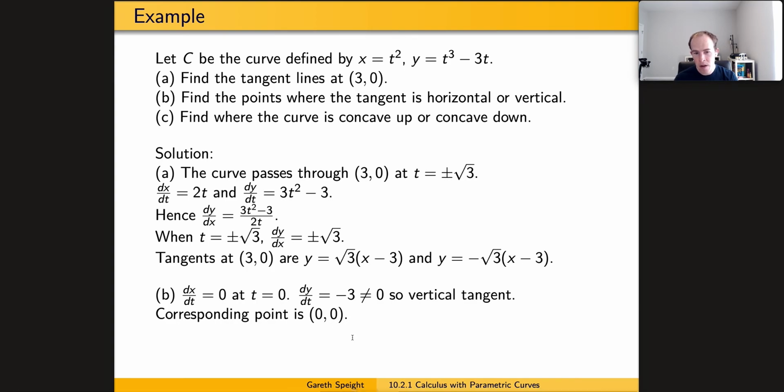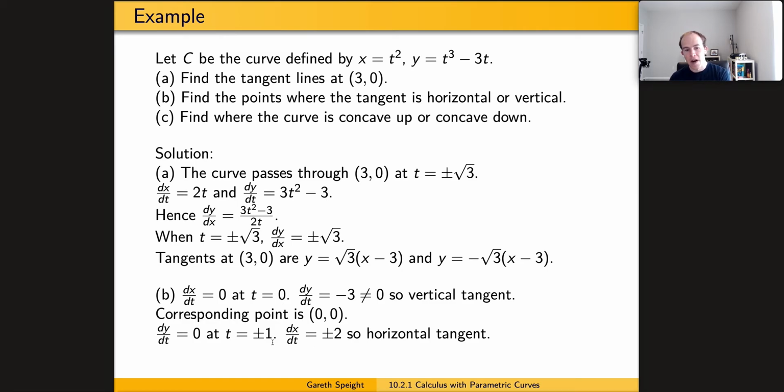Okay, going the other way. So here the point was, going back to the x and y equations, 0, 0. Going the other way, what happens when dy/dt equals 0? So dy/dt equals 0 when 3t squared minus 3 equals 0, or t squared equals 1. So t is plus or minus 1. And if we plug that back into dx/dt to make sure it's not a 0 over 0, which we would have to study some more, when t is plus or minus 1, dx/dt is plus or minus 2. So here we are not moving in the vertical direction, but we are moving in the horizontal direction.